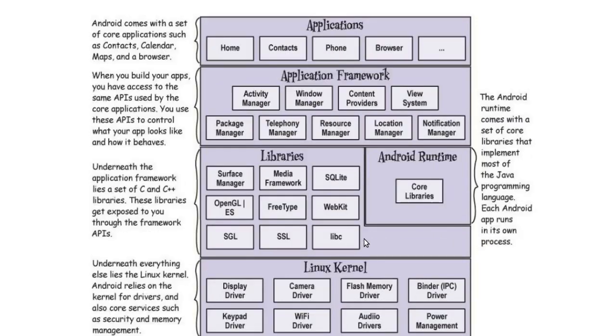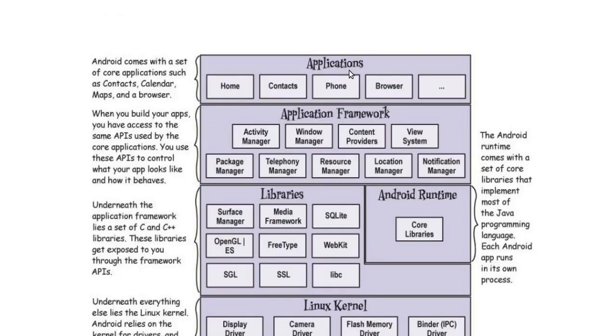And then upon these, there are the libraries written in C++, like WebKit and SQLite. All these are libraries written in C++. And on the topmost layer, we have the application layer. If you see your Android mobile phone, you would see the contact numbers, the phone, and the browser that were already installed when you purchased your mobile. These are under the application layer.